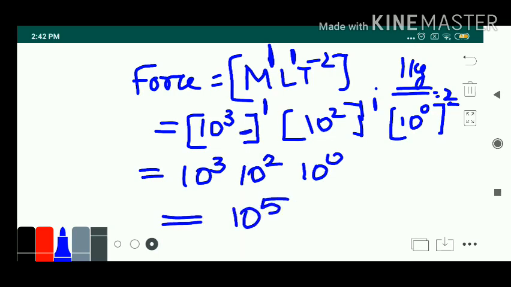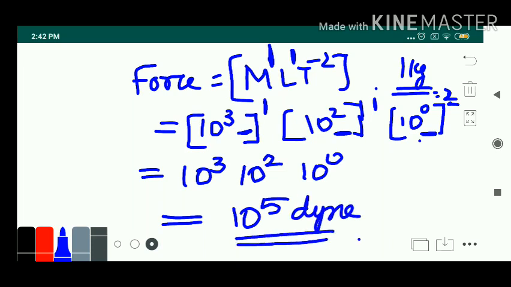Now this is in gram, this is in centimeter, and this is in seconds. So that means this is in dyne. So 1 Newton is equal to 10 to power 5 dyne. But the problem is, when the question becomes too much lengthier, this was just a simple question.